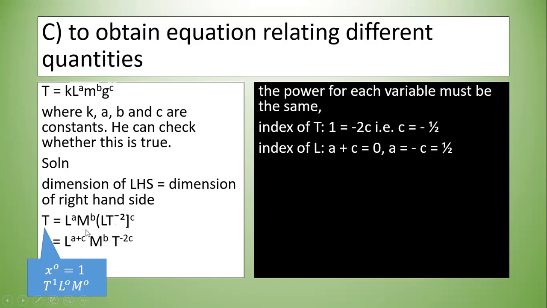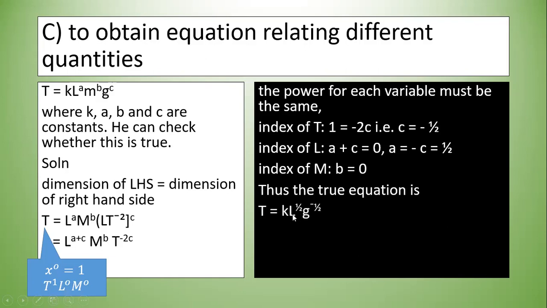Then look at our L. L is a plus c, and L is to the power 0, so a plus c is 0. a is minus c, and c is minus half, so a becomes half. Same for M: M to the power b, and b is 0. So the equation becomes T equals k, L to the power half, g to the power minus half.